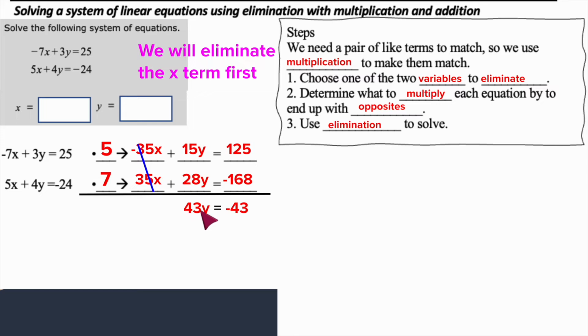Now I'm going to undo that multiplication by using division. So 43 divided by 43 is 1. Negative 43 divided by 43 is also 1, but it's negative 1. Make sure that you don't forget that negative sign there. Oh, that animated in the wrong order. So this should say negative 1.